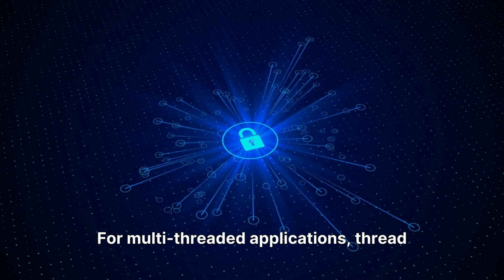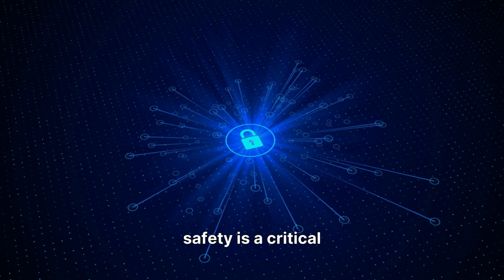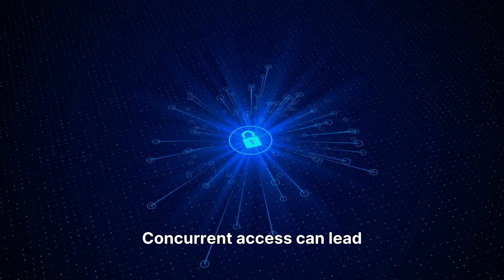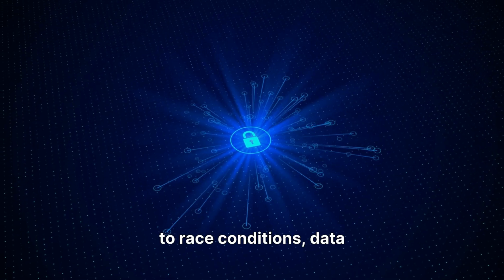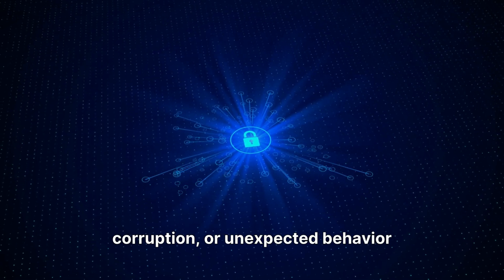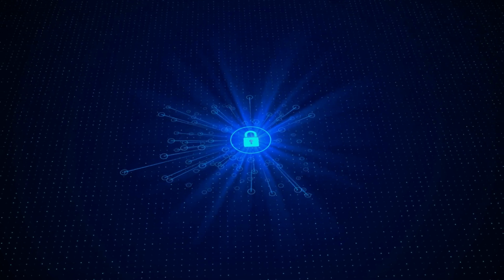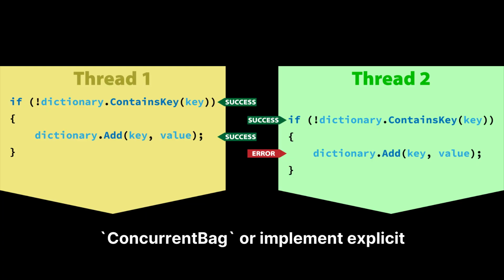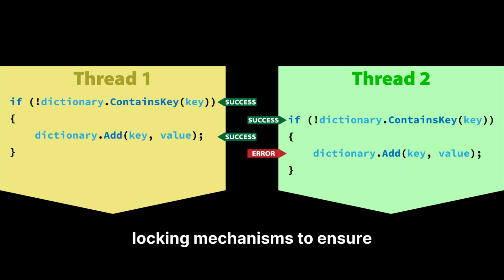For multi-threaded applications, thread safety is a critical consideration. Concurrent access can lead to race conditions, data corruption, or unexpected behavior if not managed. Use concurrent collections like ConcurrentBag or implement explicit locking mechanisms to ensure safe access to the pool. This prevents race conditions and ensures data integrity.